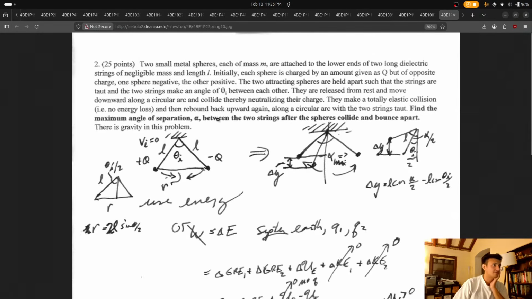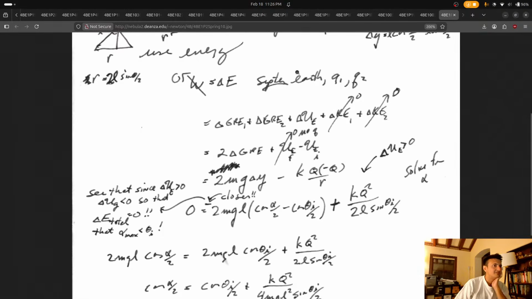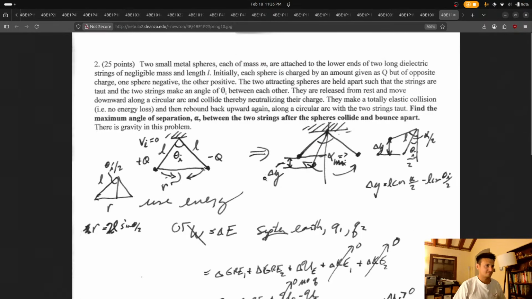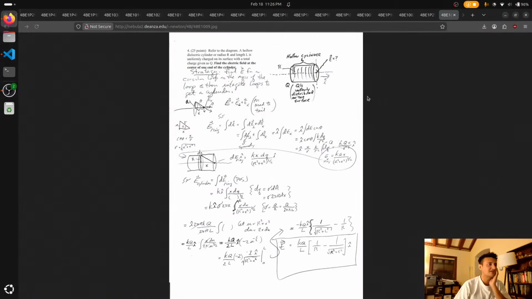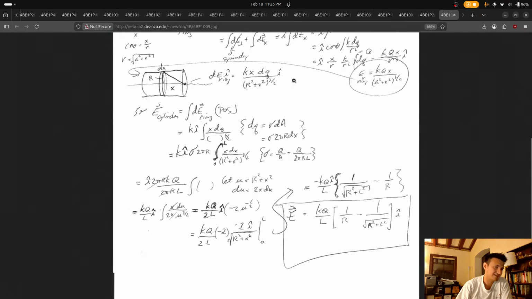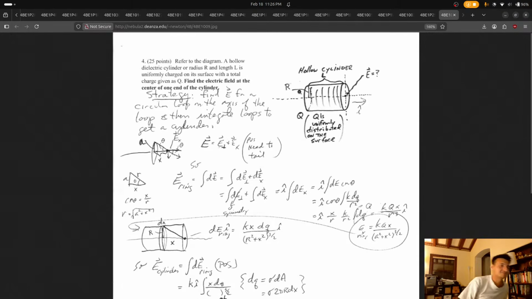Find the maximum angle of separation. Oh, another one of these. Yeah, okay. I'm glad I saw it. This is the same problem, right? That was the one I was crashing out on, not the E ring integral. He likes these. Do I think I could do it tomorrow? Maybe. This one was tripping me out though.